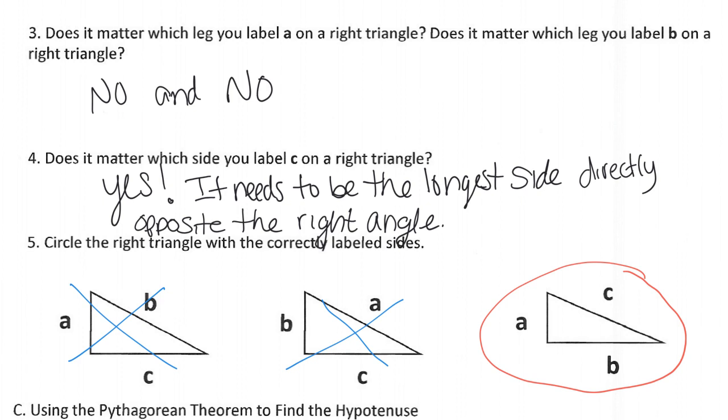All right, so hopefully you filled those out. For 3, no, it doesn't matter which one is A or which one is B, so nope for both of them. 4, yes, it does matter, and it needs to be the longest side that's also directly opposite the right angle. And number 5, this last one should have been the one that was properly labeled. Hopefully that wasn't too confusing because we're just going to keep on going.